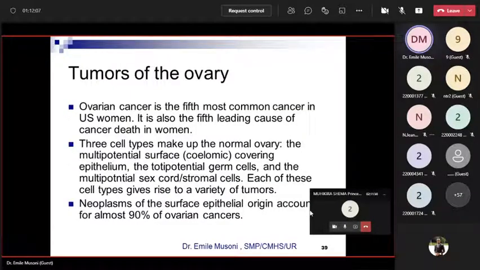Ovarian tumors. They say ovarian cancer is the 5th most common cancer. This is in the USA. Here also it is. We don't have statistics, but we see so many cases of ovarian cancer in South Africa. They say 3 cell types make up the normal ovary: covering epithelium, germ cells, and stromal cells.